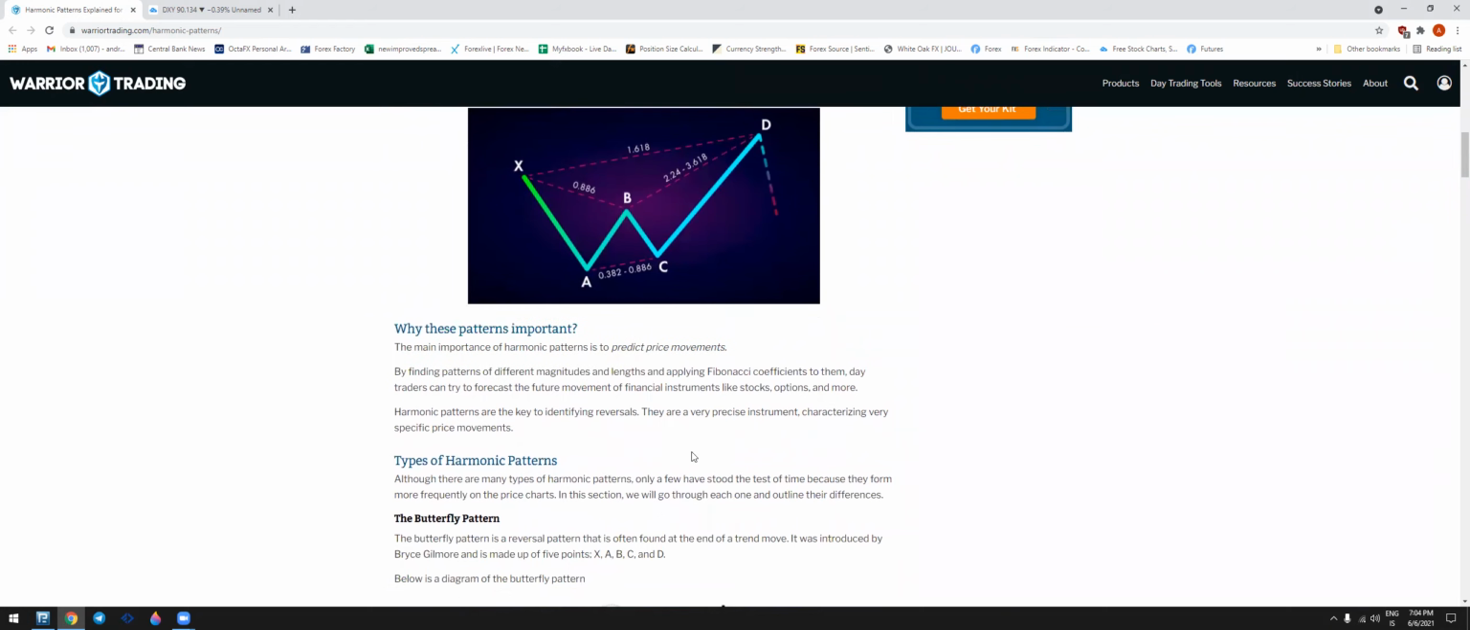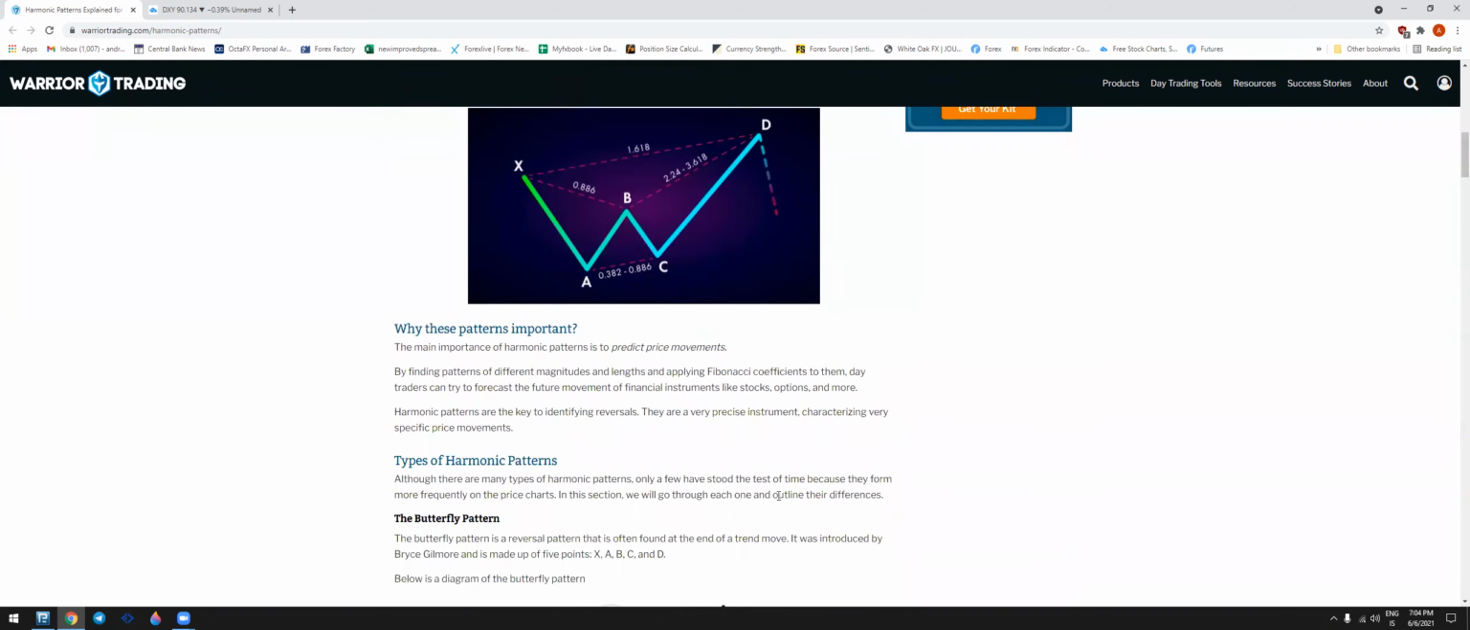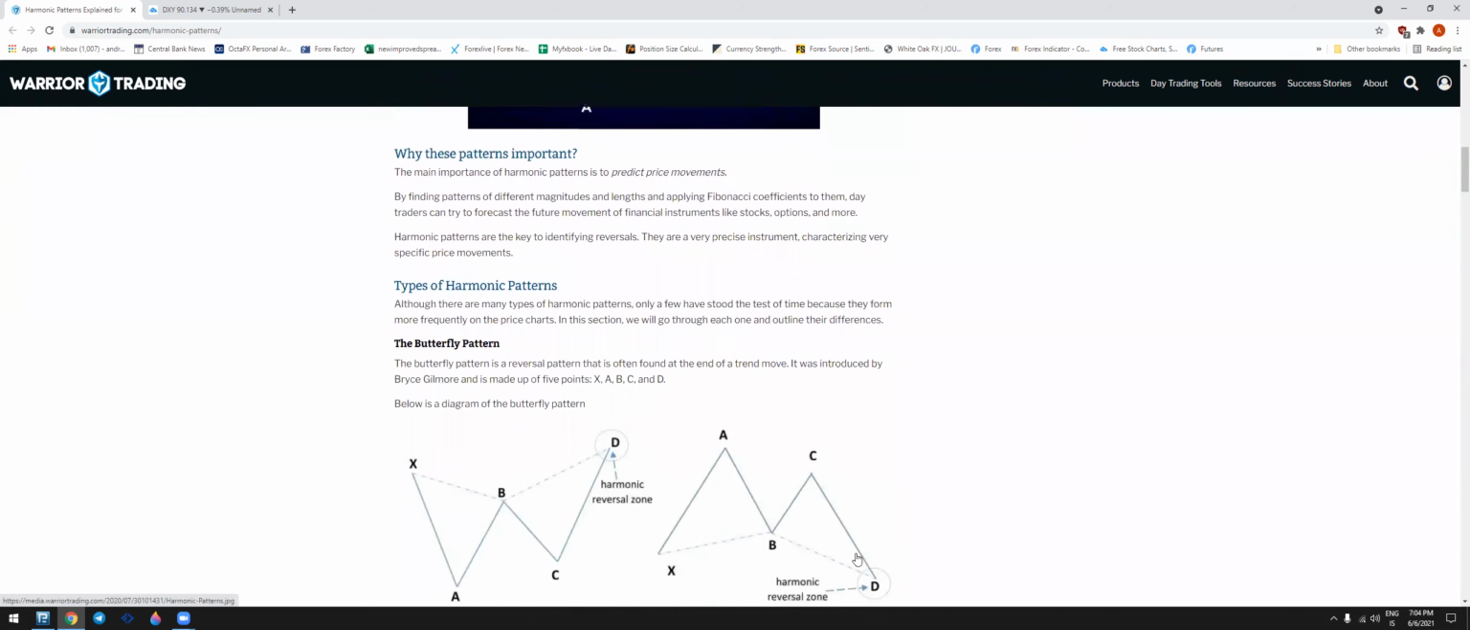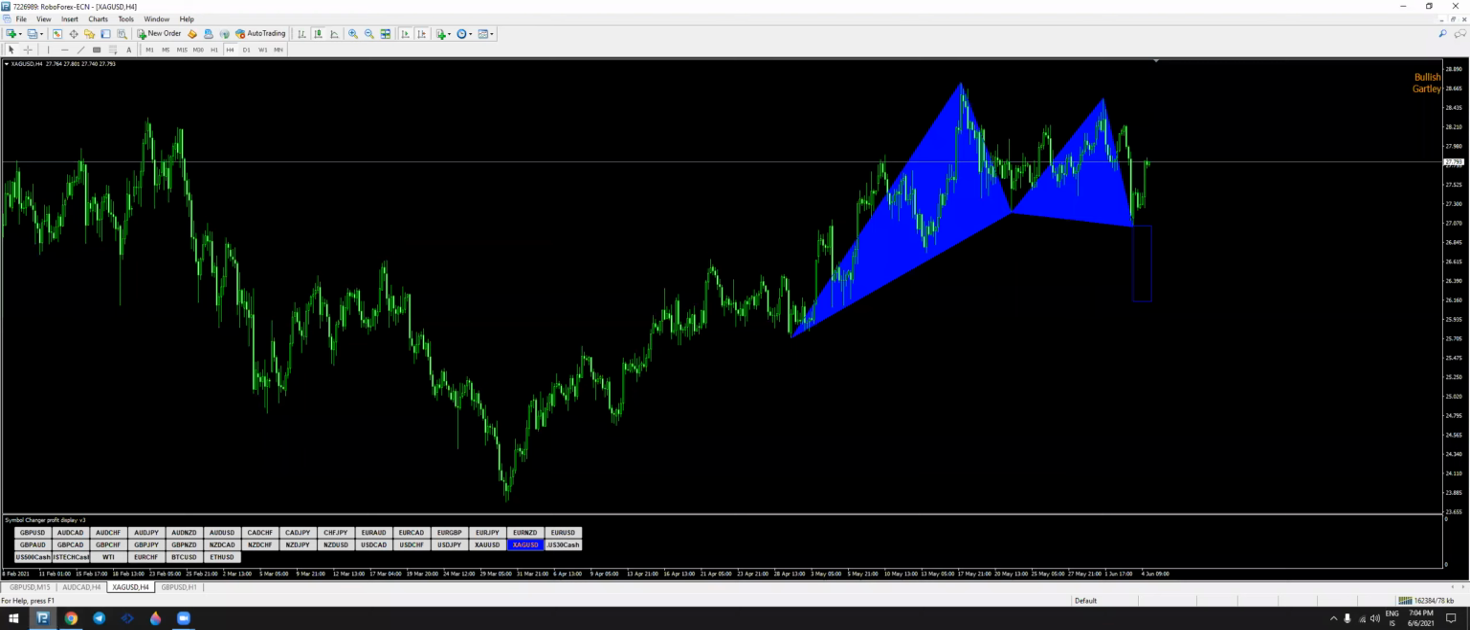Why are these patterns important? I find them amazingly accurate, especially on the 4-hour time frame and with specific patterns. Using them in line with something else is definitely worth looking into. I use mainly this indicator here.